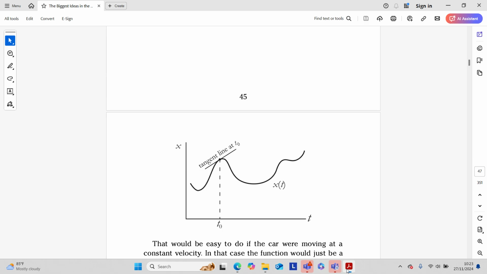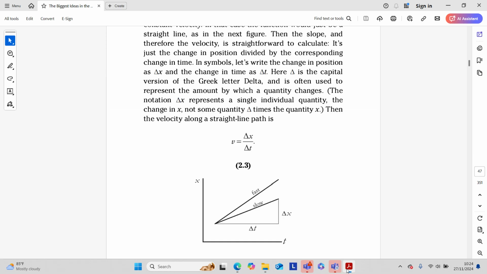That would be easy to do if the car were moving at a constant velocity. In that case, the function would just be a straight line, as in the next figure. Then the slope, and therefore the velocity, is straightforward to calculate. It is just the change in position divided by the corresponding change in time.